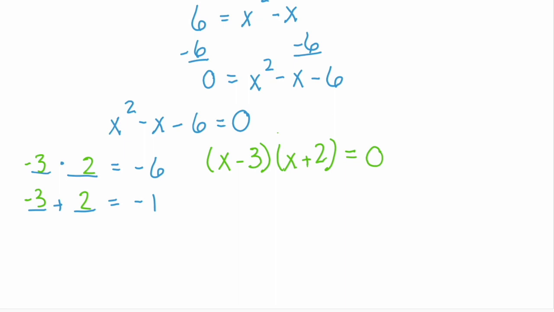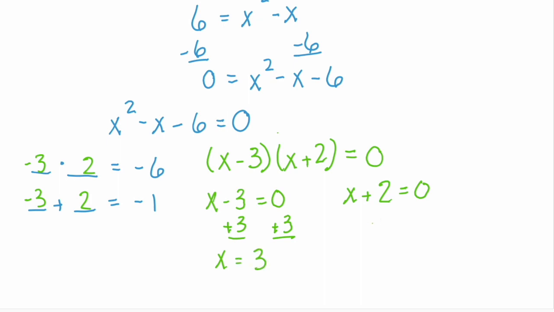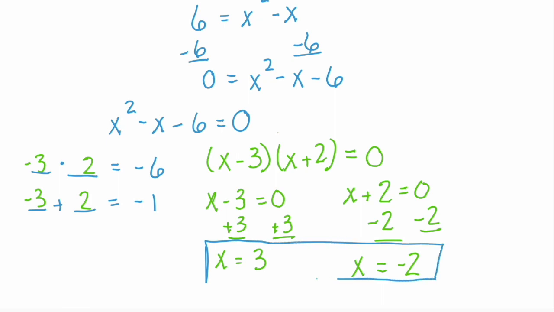Now you use the zero product property, which says that either x minus 3 has to be 0 or x plus 2 equals 0. And then we solve for x. The first one, we add 3 to both sides, so it tells us x equals 3. And the second, subtract 2 from both sides, and x equals -2. So these are our two possible answers.